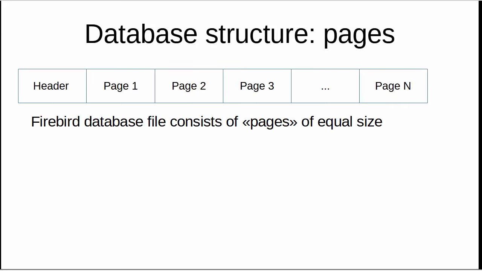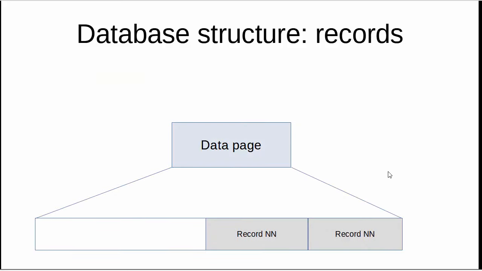As you probably know, a Firebird database file consists of pages of equal size. There are several types of pages, and each page serves its purpose. In order to store data, Firebird allocates data pages. On the data pages, we have records. For example, if you have created some table and start to insert records one by one, these records will be written to a data page. The more records are written, the more data pages we need.